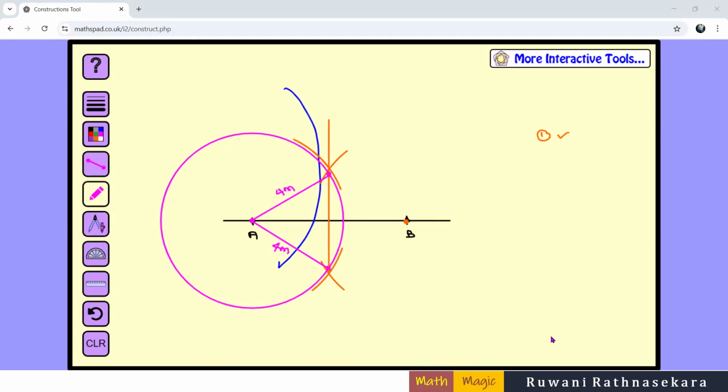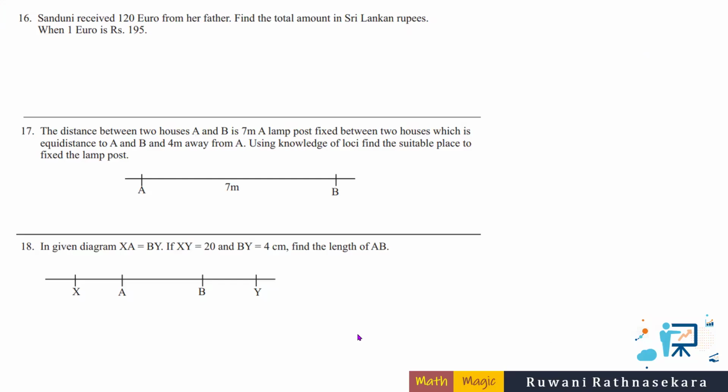Right. I think you can see the screen. Now we are in the 18th question. It's a very simple question, but a lazy question. In the diagram, XA is equal to BY. If XY is 20 centimeters, and BY is 4 cm, then XA is also 4 centimeters long. You have to find what AB is.